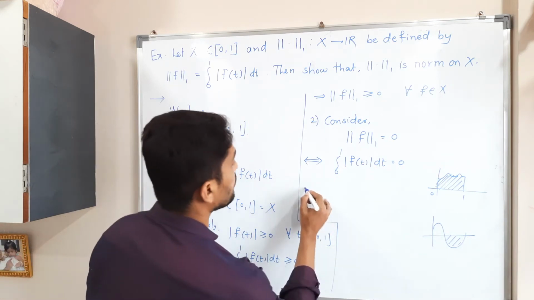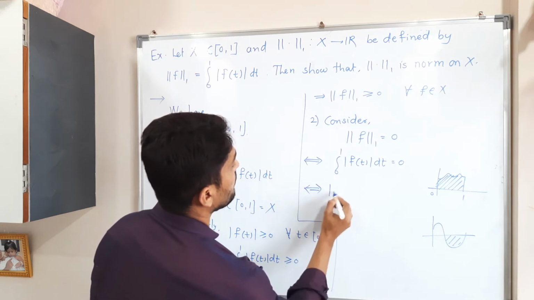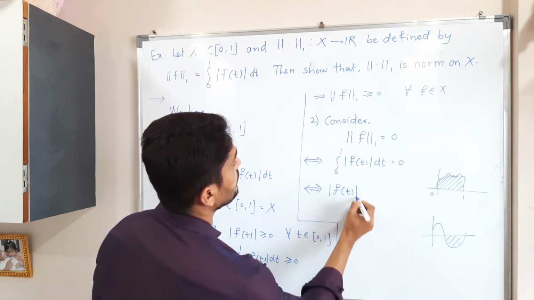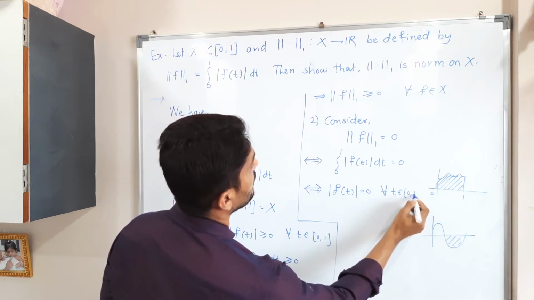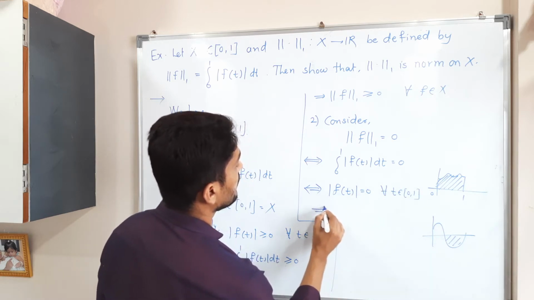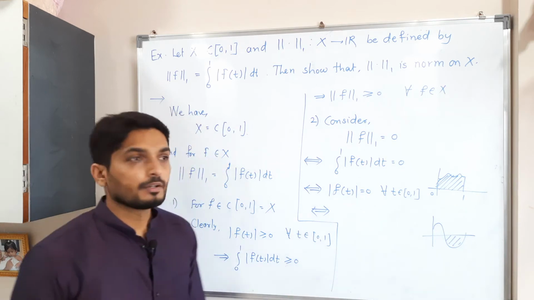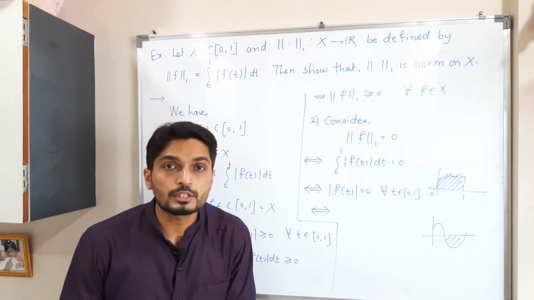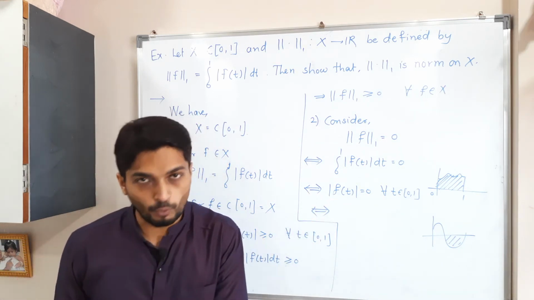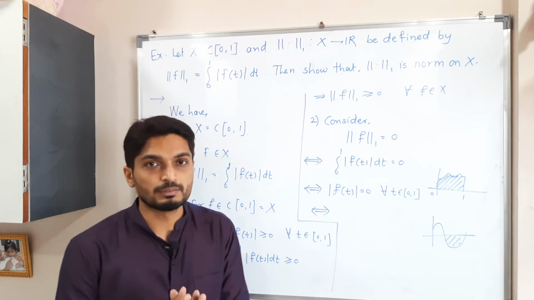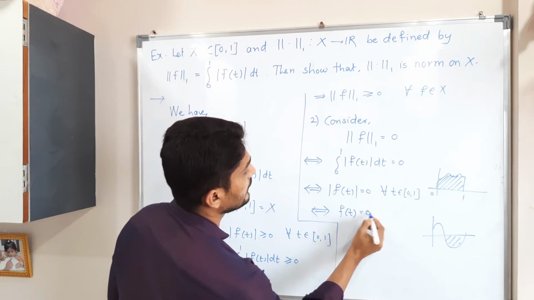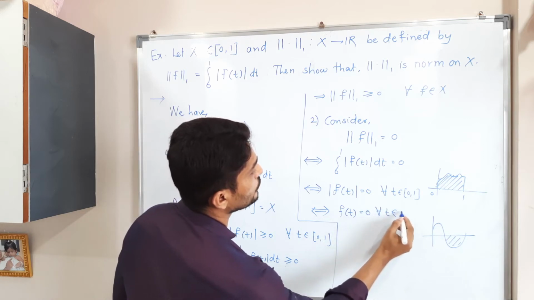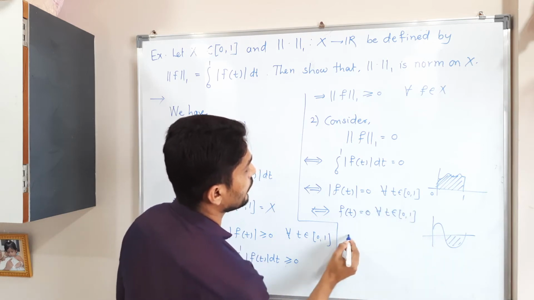This is the only possibility we have, so mod f of t is equal to 0, and this is true for all t belongs to closed interval 0 1, right? If and only if. You know that when we have mod equal to 0, if whatever is inside the mod is 0, then only the mod will be 0. So that's why f of t will be 0 for all t belongs to closed interval 0 1, right?